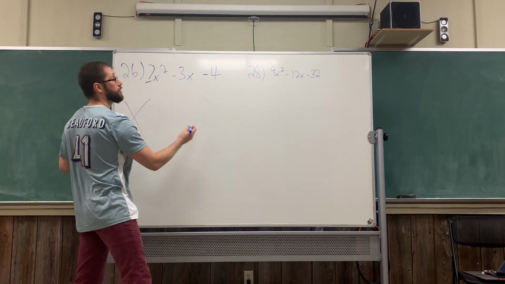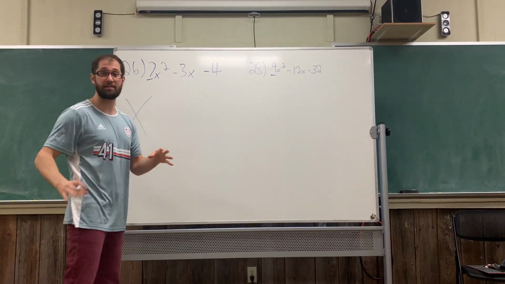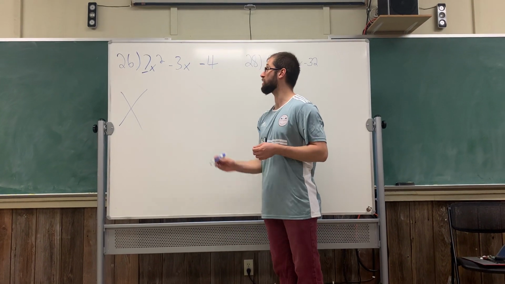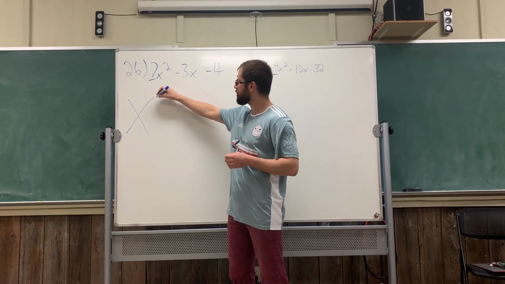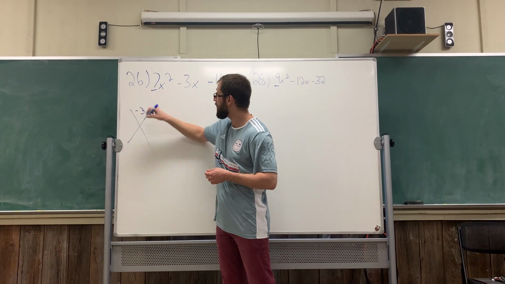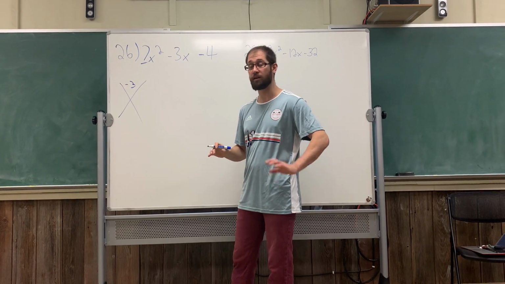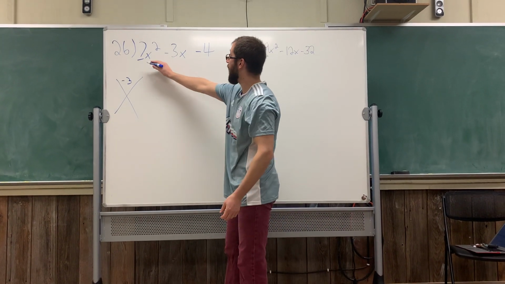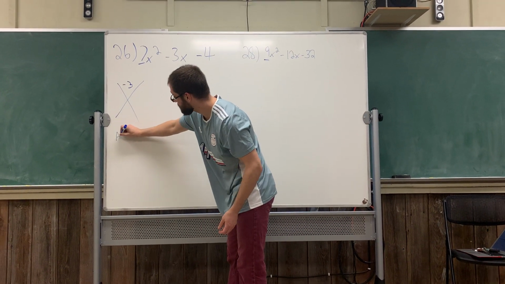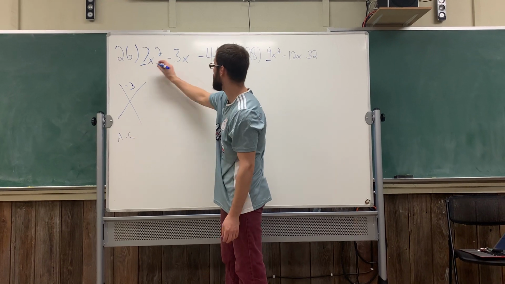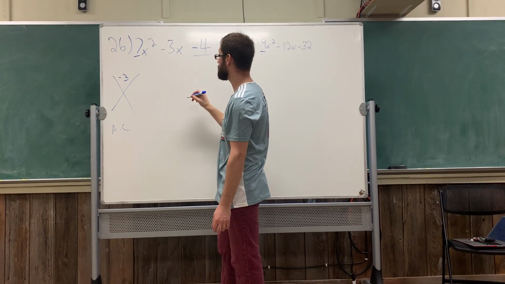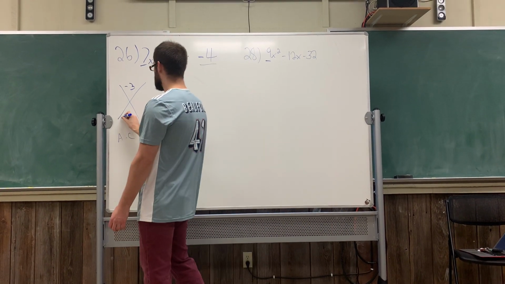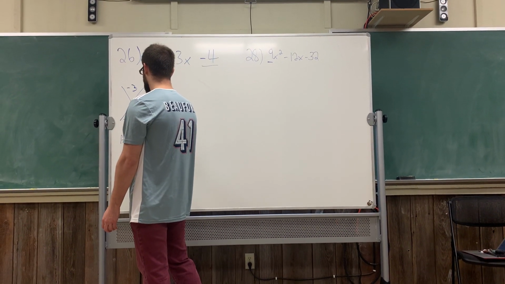So right here, what do we notice about A? It's not equal to 1. So when A doesn't equal 1 like this, we still are going to put B on top, negative 3. For the bottom term, this is A times C. Negative 4 times 7 is negative 28.